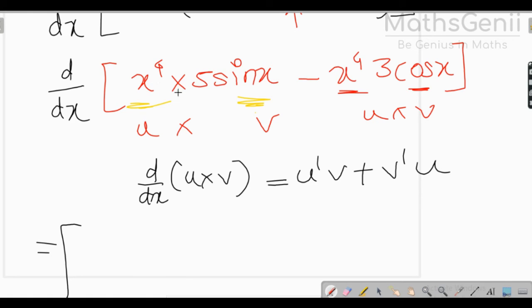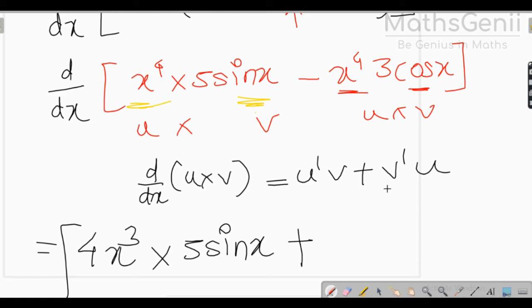So derivative of u, derivative of x raised to 4 is nothing but how will you find it? n x raised to n minus 1. So 4 minus 1 is what? 3. Then into v as it is. So what is v? 5 sine x. Plus sign in between. Then you have v dash. 5 is constant as it is. What is the derivative of sine? Cos. We just saw in the table, right? Into u as it is. u is x raised to 4. Now this bracket is complete.